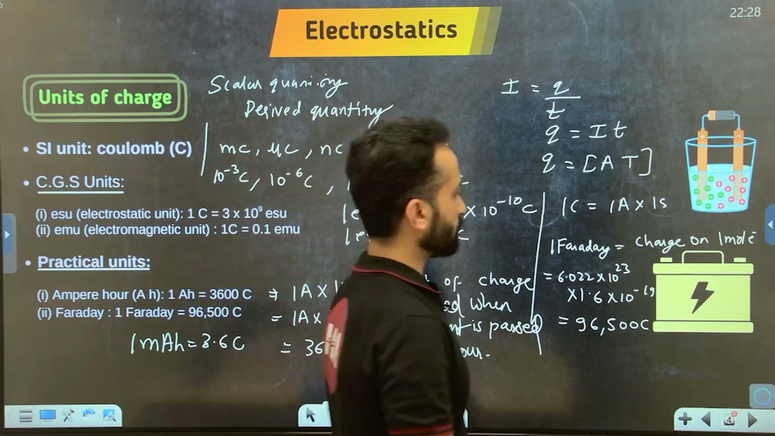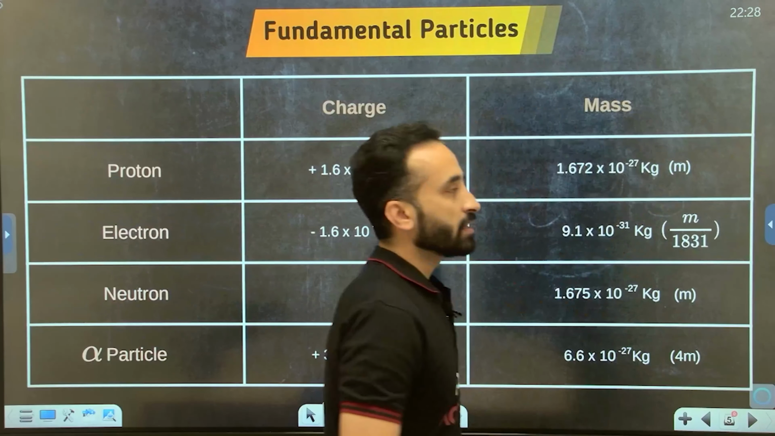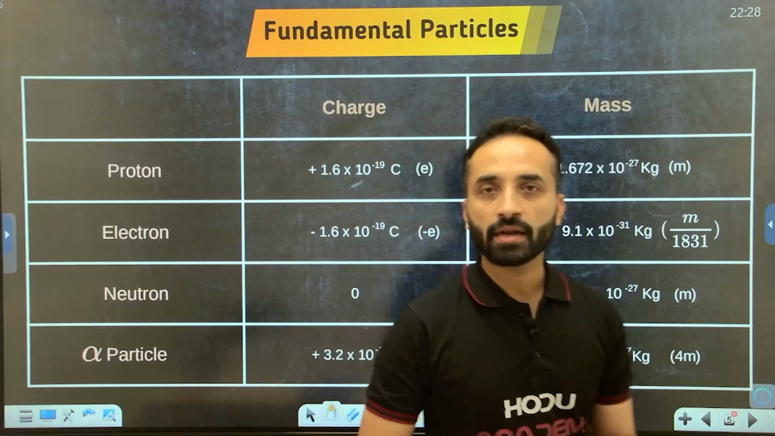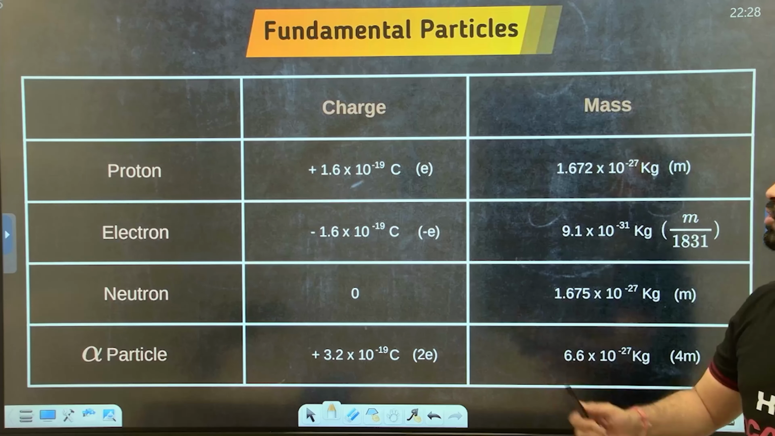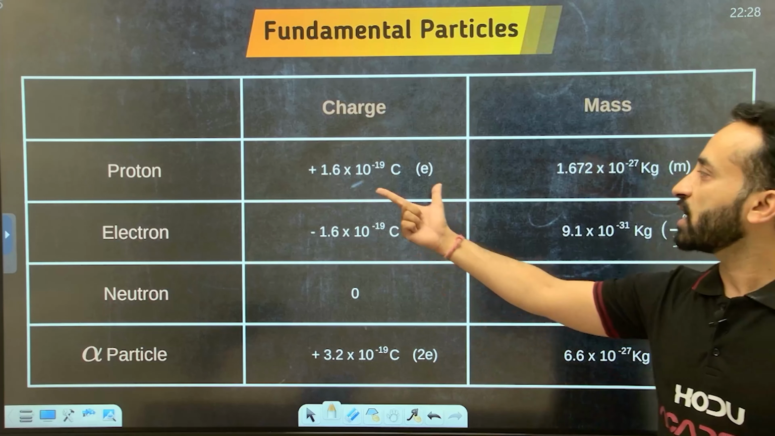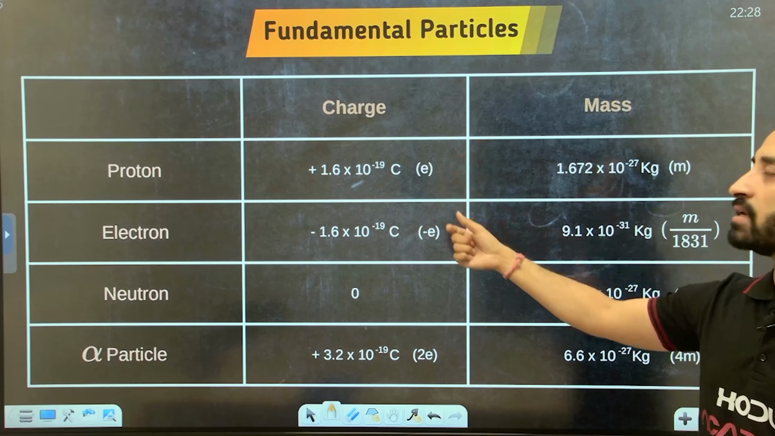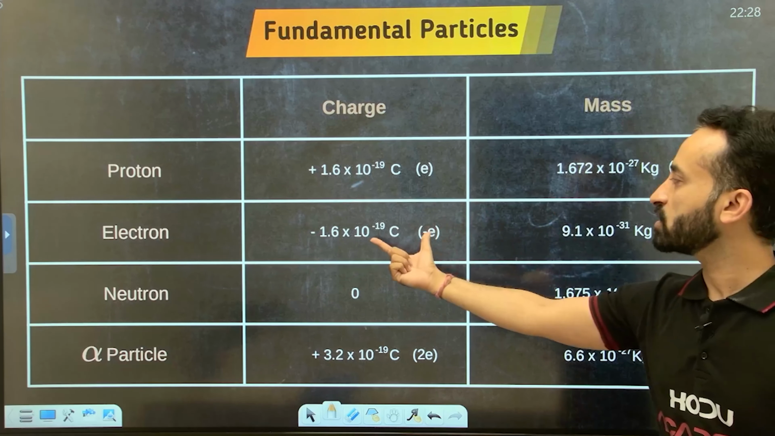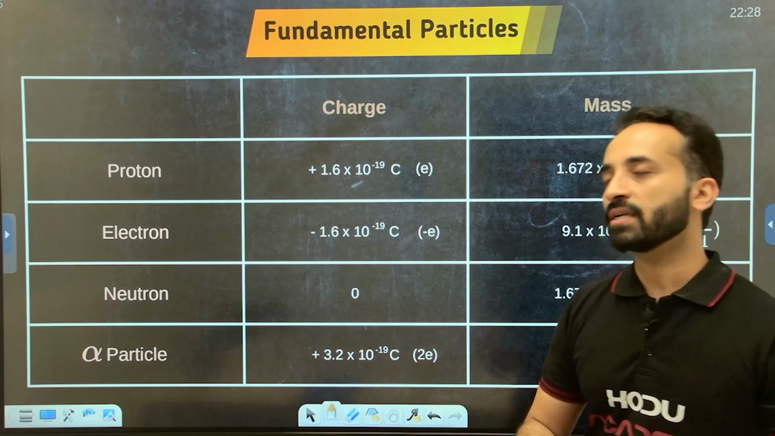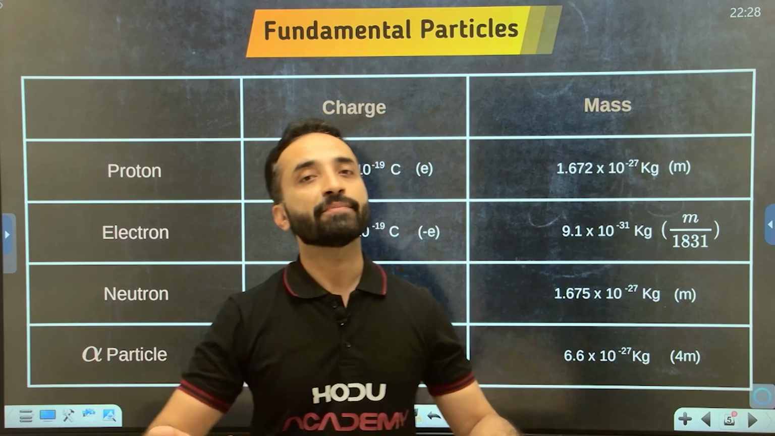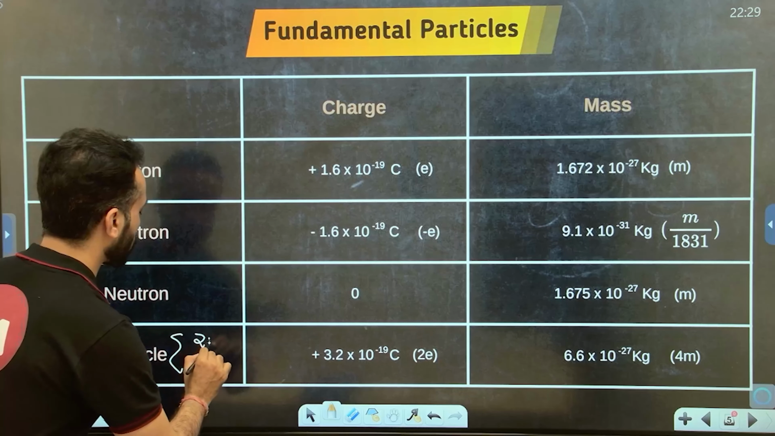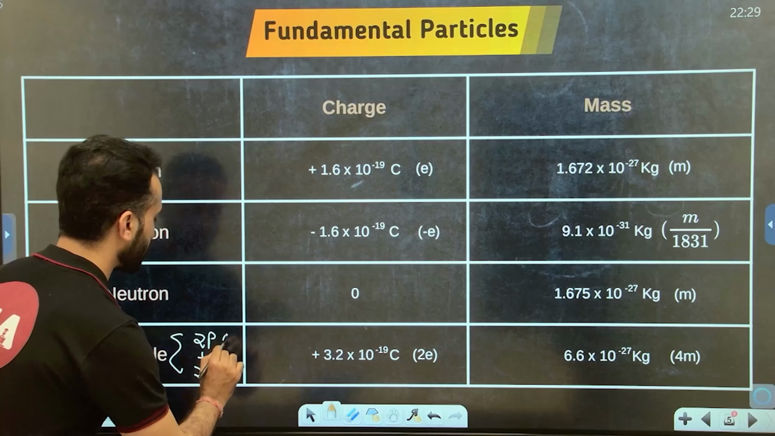All right, so once you are done with this, let's talk about the fundamental particles that you will come across. So of course you know a little about them already. So there is proton, there is electron, and there is neutron. So proton, you understand the charge is this, we denote it by E. Then electron, the charge is like same but negative, and neutron is 0. Alpha particle is approximately like, you can take it as like helium nucleus. So helium nucleus is basically a combo of 2 protons plus 2 neutrons, my dear students.